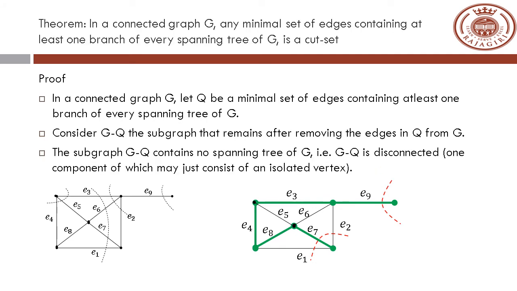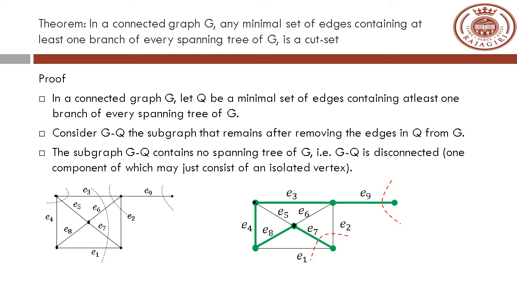Now the converse of the theorem. The converse is stated as: in a connected graph G, any minimal set of edges containing at least one branch of every spanning tree of G is a cut set. That means that set will be a cut set for the graph. See the proof. In a connected graph G, let Q be the minimal set of edges containing at least one branch of every spanning tree of G.